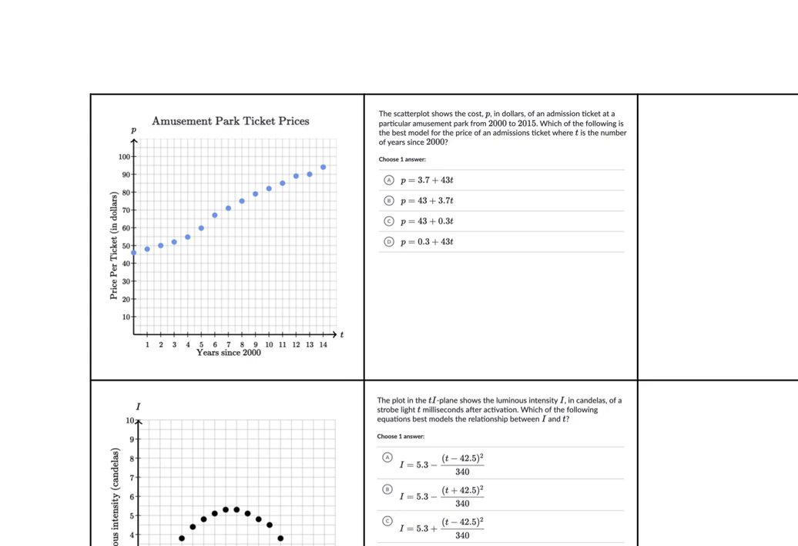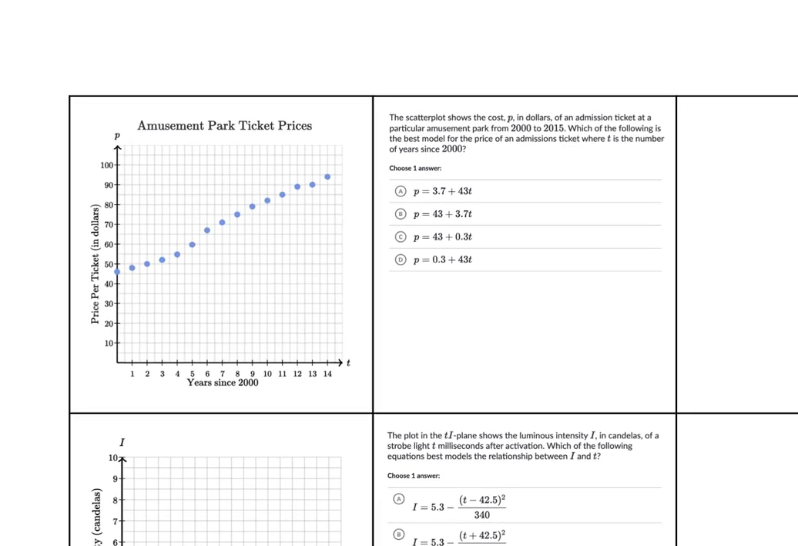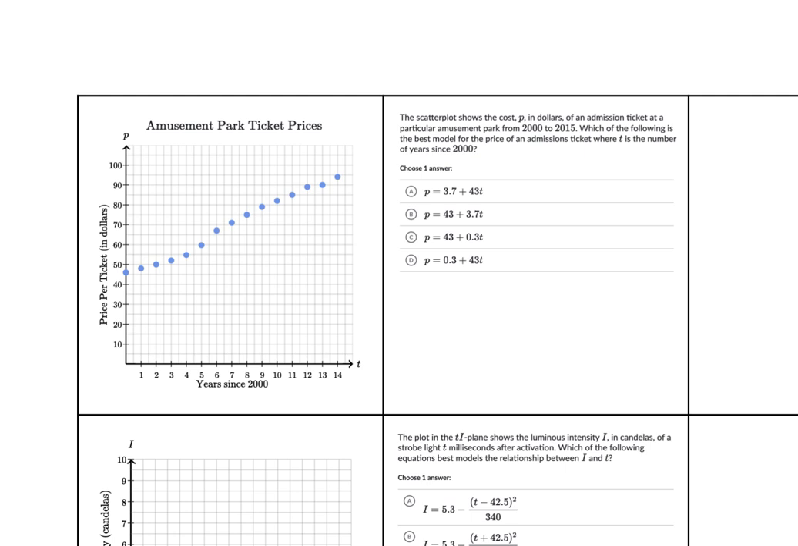All right, let's continue with the solving arduous task problems. We have amusement park ticket prices. That's where we're starting. The scatter plot shows the cost P in dollars of an admission ticket at a particular amusement park from 2000 to 2015. Which of the following is the best model for the price of admission ticket where T is the number of years since 2000? So really just taking a glance, these are all linear equations.